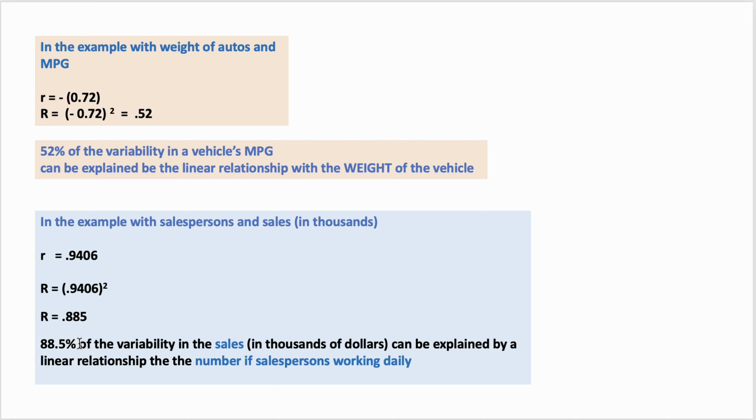What else might go into the variability in sales? Oh my gosh, maybe the location of the store, maybe the weather on those days. So it's not a perfect predictor of sales, but it's a very good predictor.